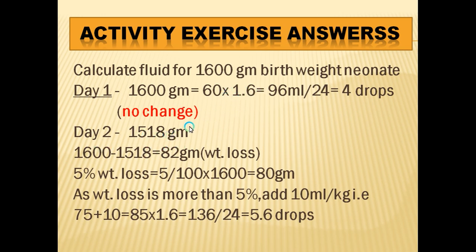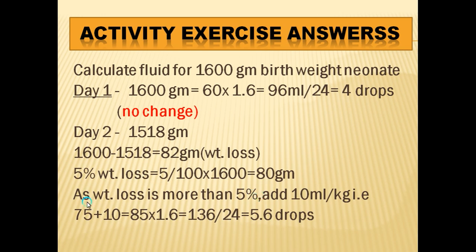Now day 2 is 1518. So 1600 minus 1518 is 82 grams. So 5% of weight loss is 5 by 100 into previous day, that is 1600 grams. As the weight loss is more than 5%, look, the difference, 1600 minus 1518, is 82 grams. The difference is 82 grams, where the 5% of the weight loss was 80 grams. So 2 grams the weight loss is more.